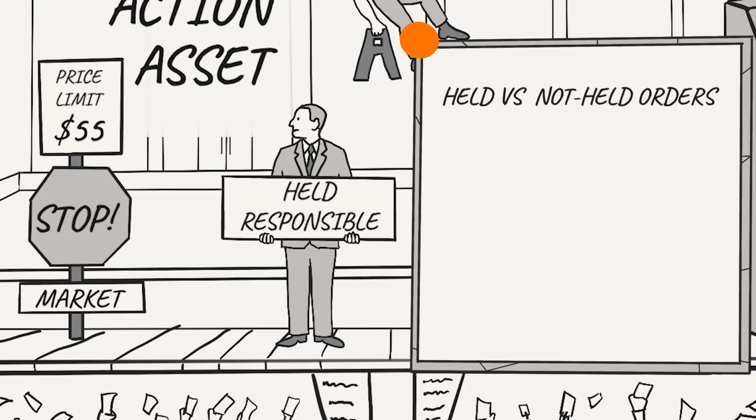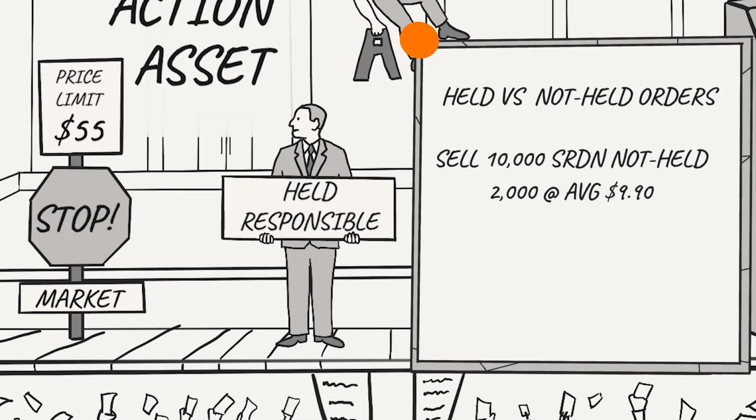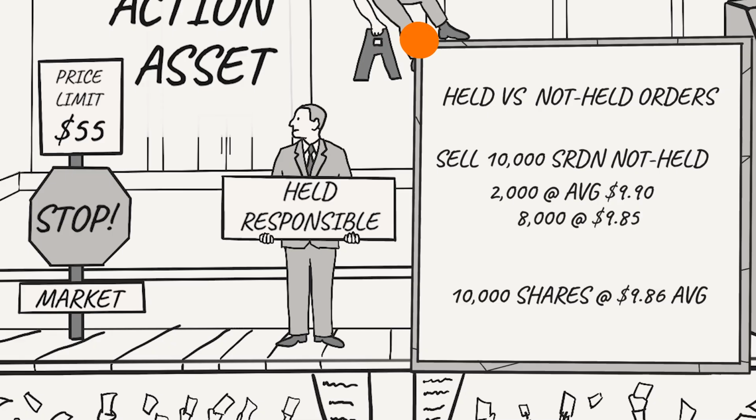Instead, you could have placed the order as a sell 10,000 SRDN not held. So the order comes into the trading desk. The trader doesn't send the full 10,000 shares to the market. Instead, she breaks up the orders into smaller pieces, maybe even checks around with other traders to find a buyer. She sells 2,000 shares in small pieces, then finds a buyer for 8,000 shares at $9.85. So you end up selling the full 10,000 shares at, let's say, an average cost of $9.86. Way better than the $9.60 on the held order.